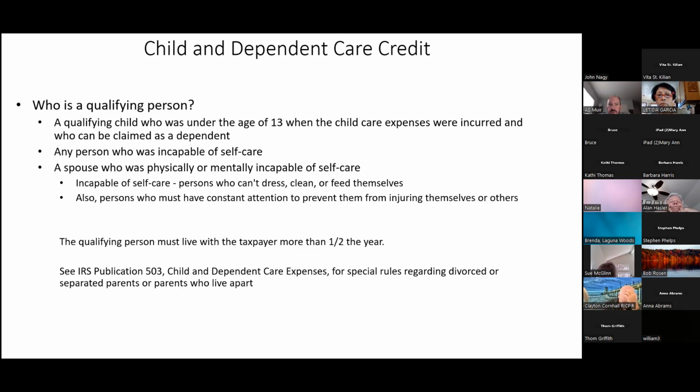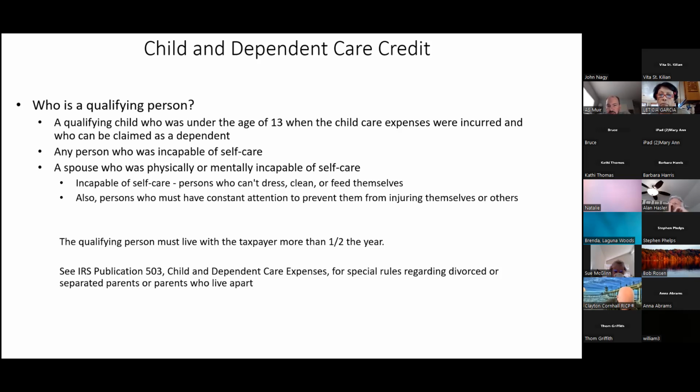And also when you're talking about qualifying persons, I remember we had someone in our office one time, that individual had an adult and had to bring in someone to watch that adult because the adult was incapable of self-care. And that's typically defined as they can't dress themselves, clean themselves, or feed themselves. And so that means they need someone to help them. And you see a lot of individuals like that.